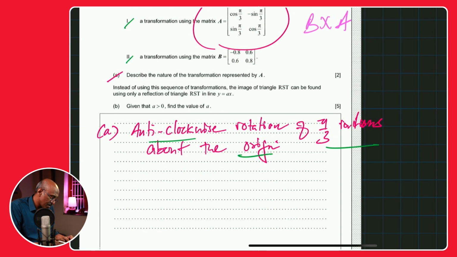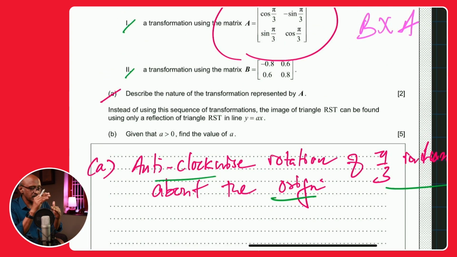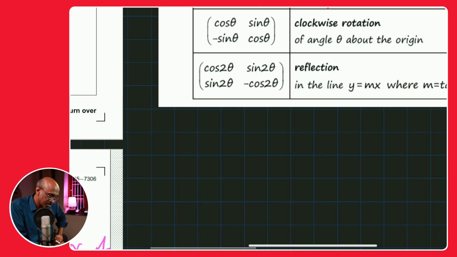What do we have for part B? Instead of this sequence of transformations, that means instead of B cross A, the image of the triangle can be found using only a reflection in the line y equals mx. There's another matrix associated with that, but this time it's a double angle: cos 2 theta, sin 2 theta, sin 2 theta, negative cos 2 theta. That's the reflection in the line y equals mx, where m is tan theta. Be careful, here we're looking at 2 theta.